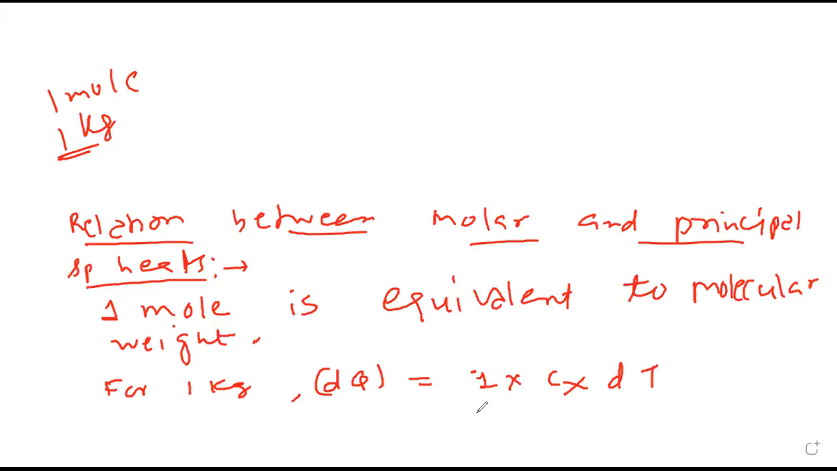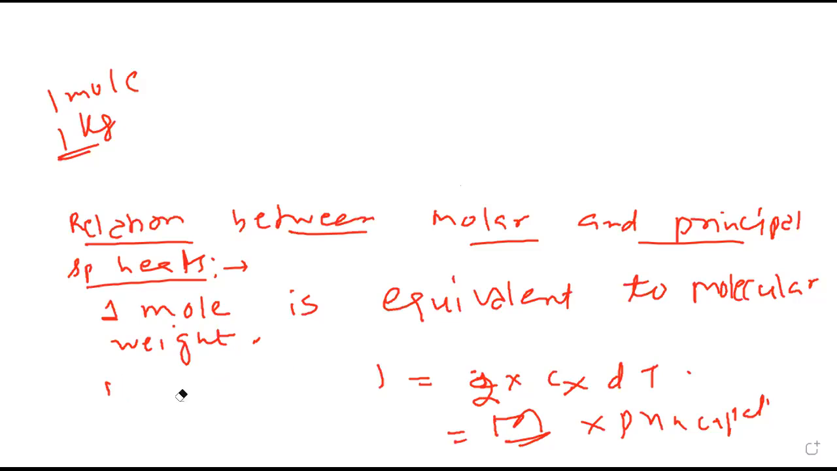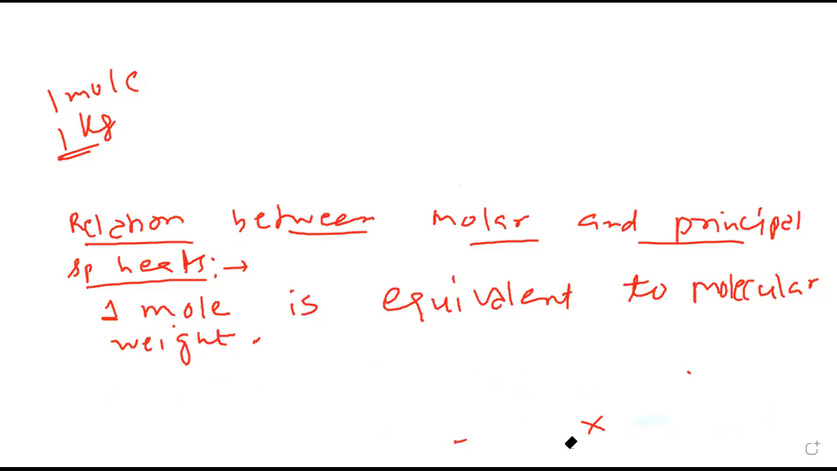Then for 2 kg, how much? 2 into principal into this much. For molecular weight, how much? M into principal specific heat, correct? And molecular weight means how many moles? 1 mole. So when I'm talking about molecular weight, actually I'm talking about 1 mole of gas. So we know that molar is for 1 mole, which is molecular weight.